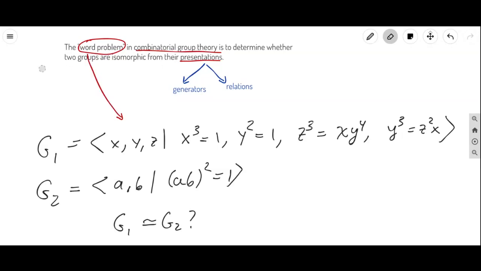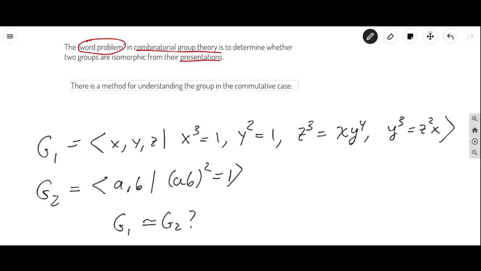And what I wanted to discuss today is the word problem. There is a method for understanding the group in the commutative case, or the abelian case, if you want to say that. So if the group happens to be a commutative group, there's actually a systematic method for doing it. And interestingly, it uses linear algebra.